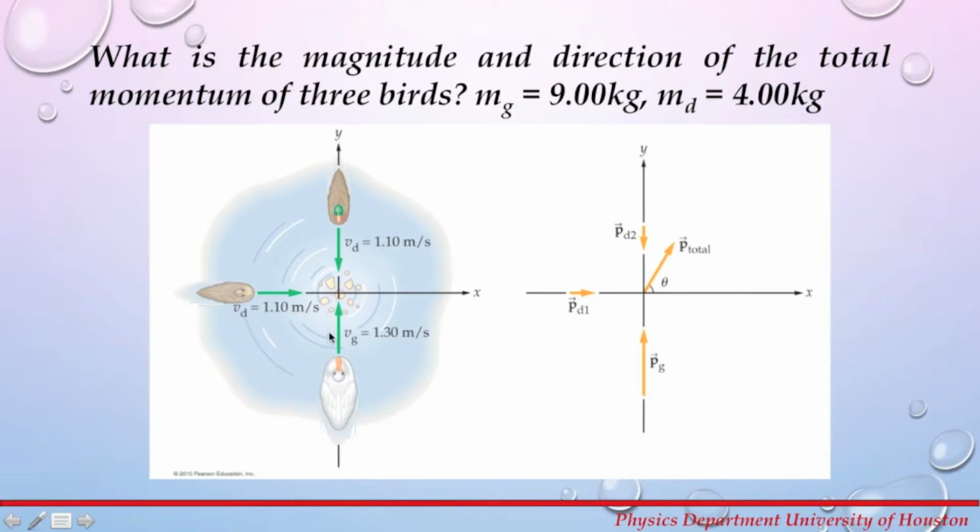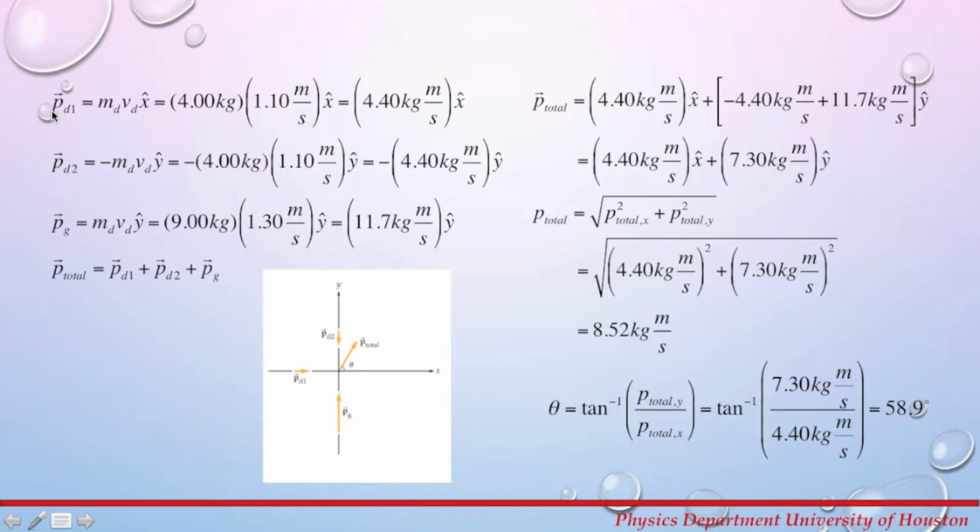In our sketch, we place the origin where the bread floats on the water. Note that duck 1 swims in the positive x direction, duck 2 swims in the negative y direction, and the goose swims in the positive y direction. Therefore, the momentum for duck 1 will be given by this equation. P D1 is equal to the mass of the duck times the velocity, and the direction is the positive x-axis. Multiplying mass and velocity, we get that the momentum of duck 1 is 4.40 kilogram meters per second in the positive x direction.